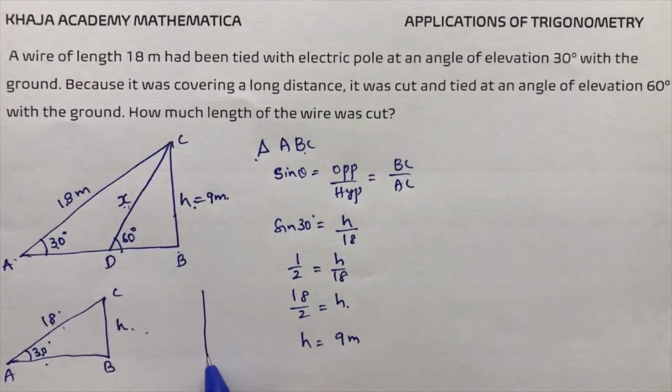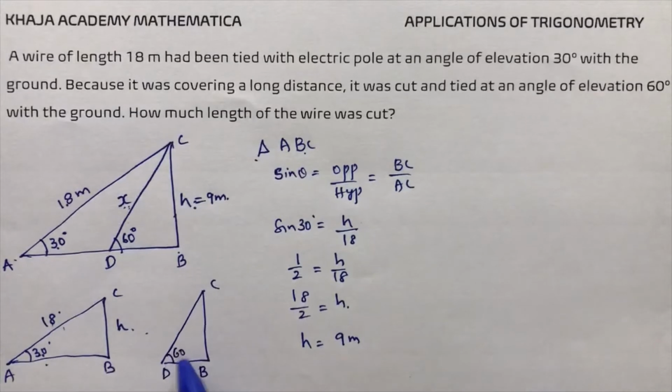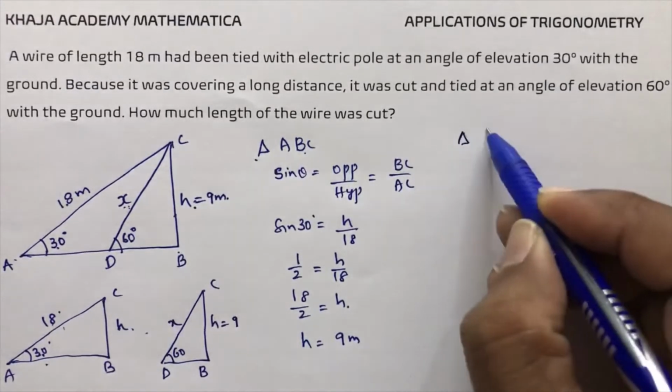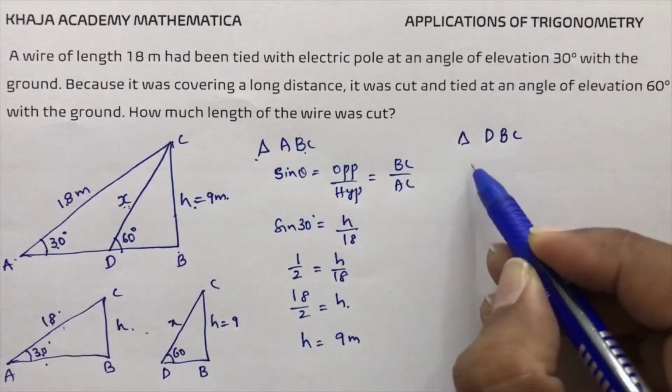Now see, if you want, you can draw one more triangle. This is D, B, C. This is 60. Now you got the value of H, which is 9. Calculate X. Now take the triangle D, B, C.